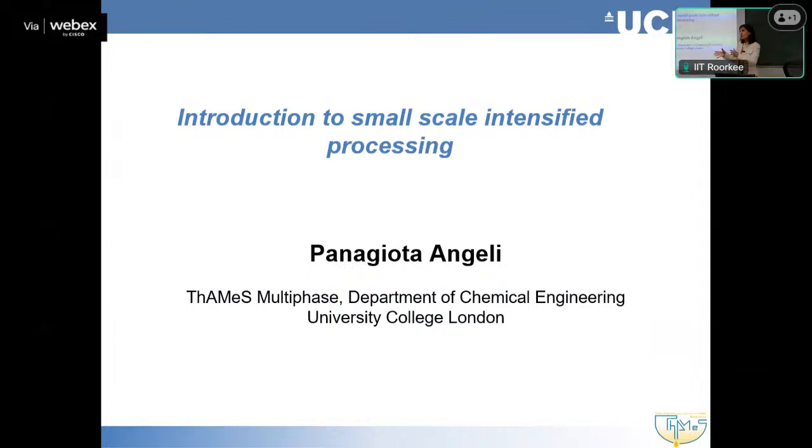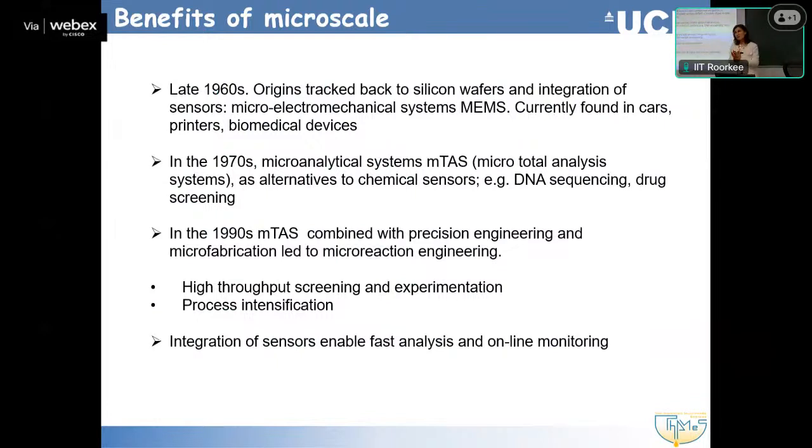So if I go now to my first lecture, it's called Introduction to Small-Scale Intensified Processing. And I decided to talk a little bit first about process intensification. I don't know if I can move that. Yeah, I can put it here. I'll hide it. Okay. Right.